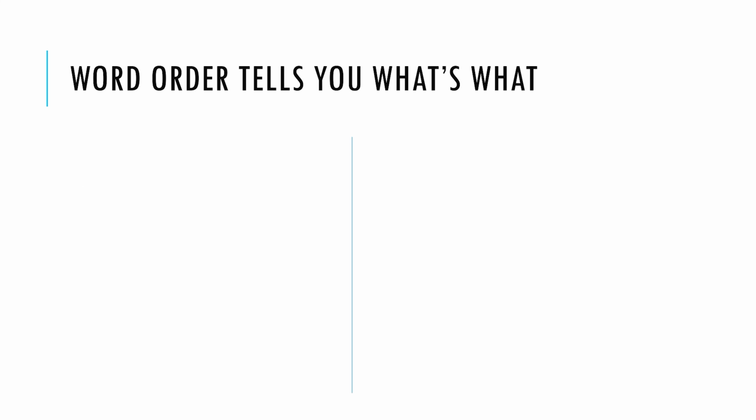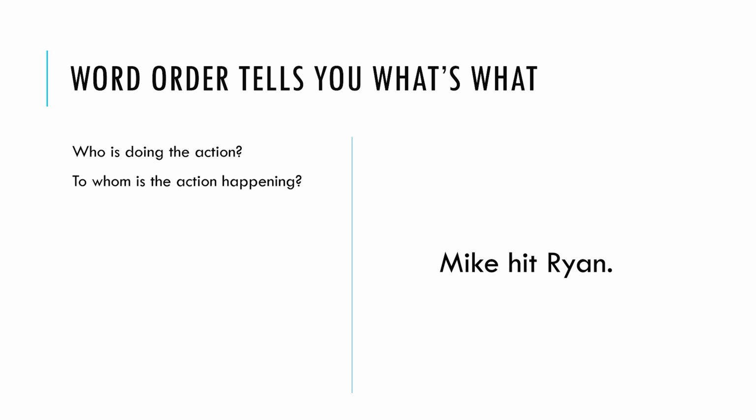So if we flip that around, and I ask you again, who's doing the action and to whom is the action happening, you're going to know that now it's backwards, right? Now it's Mike that's doing the action, and we know that because the name Mike comes before the verb hit, and we're going to know that Ryan is the one getting hit because of the word order, right? Because it comes after the verb, then in our brain that signals, okay, Ryan is receiving the action. And that's how it works in English. In English, word order tells us what's what.